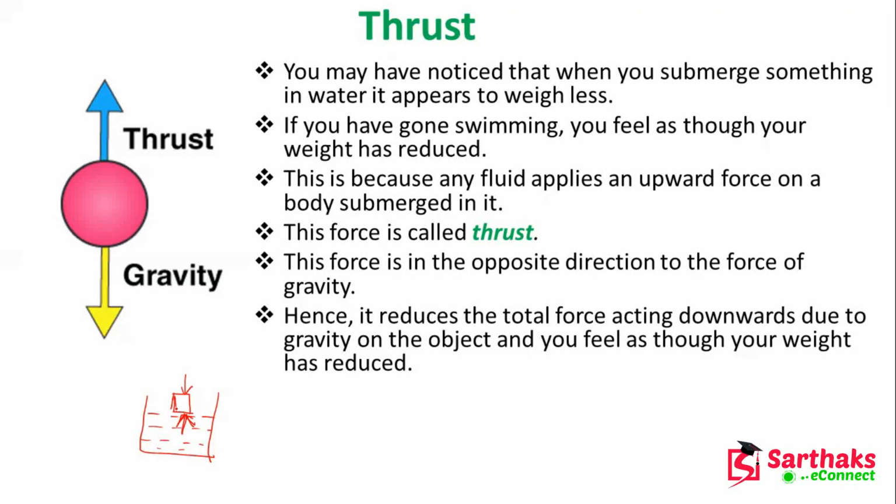Whenever you drop an iron ball, it will move towards gravity, so the ball will feel some force against gravity. This is the thrust. Thrust is in the opposite direction of the force of gravity, and it reduces the total force acting downward due to the gravity on the object. That's why the swimmer can feel that his or her weight is less whenever they are swimming. Okay, so what is thrust?